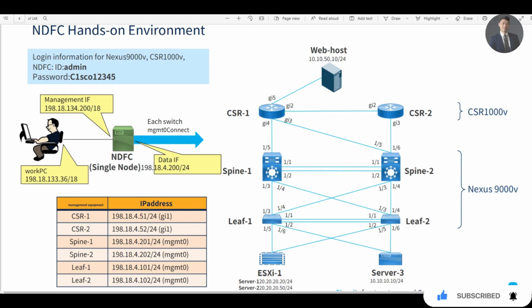Now, you are shown the core topology: two leaf switches, two spines, two CSR routers acting as a northbound core, and servers behind the access layer. You will also see an ESXi and web host for testing connectivity. Each device's management interface, management 0, has been pre-assigned an IP, so NDFC can reach and manage them over an out-of-band management network. This is important because NDFC communicates with switches strictly through management 0 for configuration and telemetry.